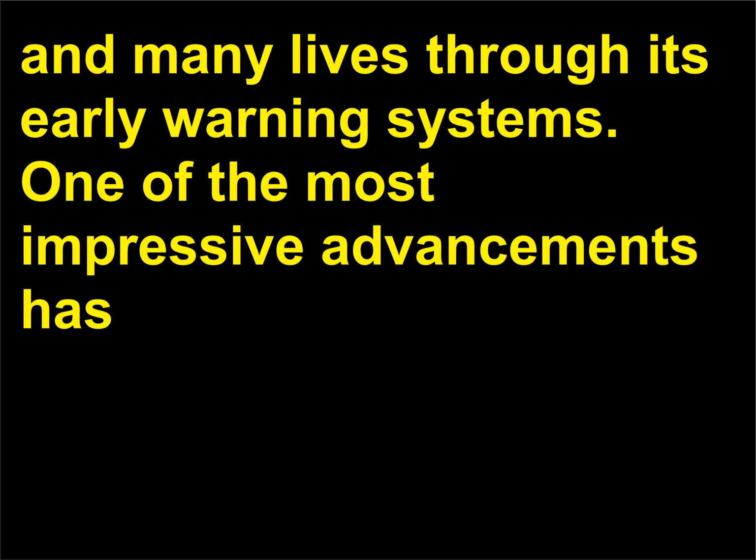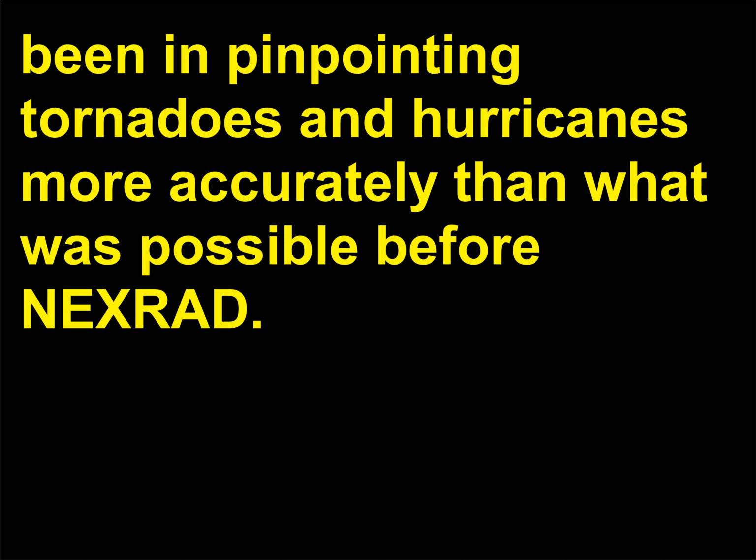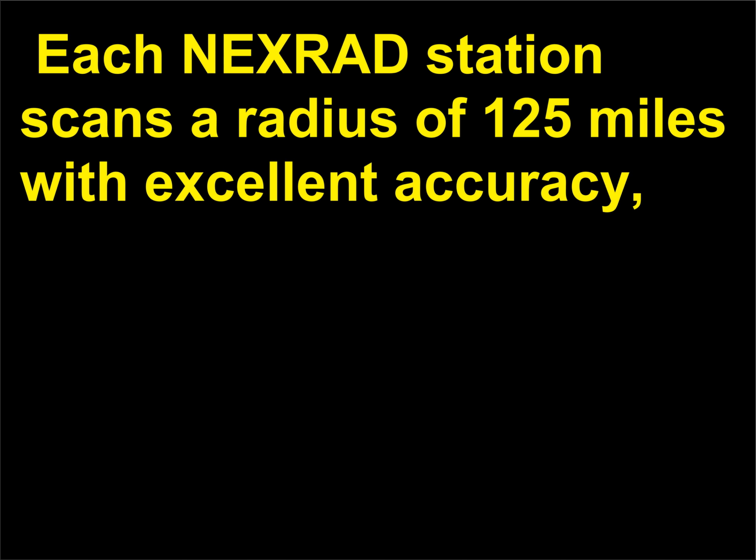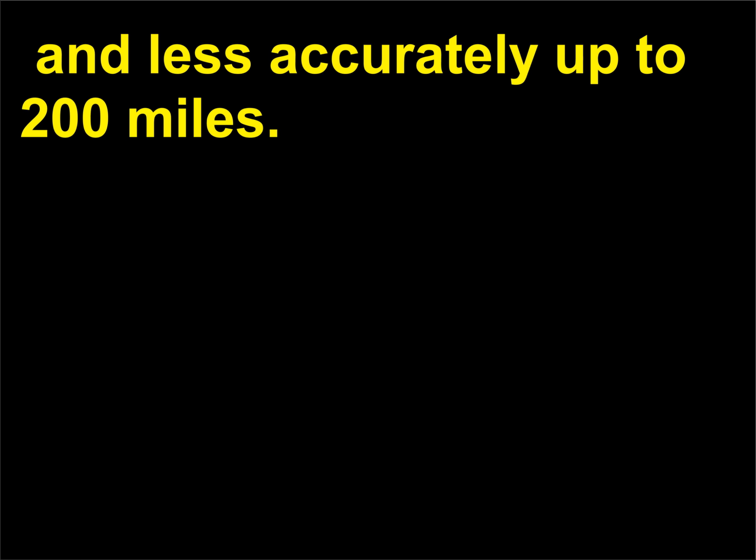One of the most impressive advancements has been in pinpointing tornadoes and hurricanes more accurately than what was possible before NEXRAD. Each NEXRAD station scans a radius of 125 miles with excellent accuracy, and less accurately up to 200 miles.